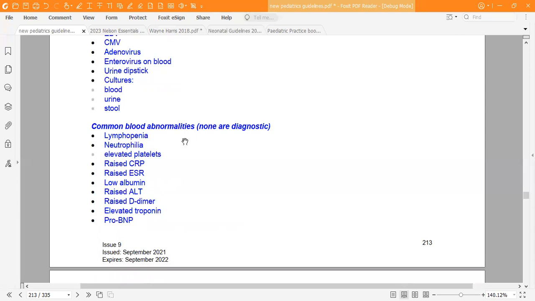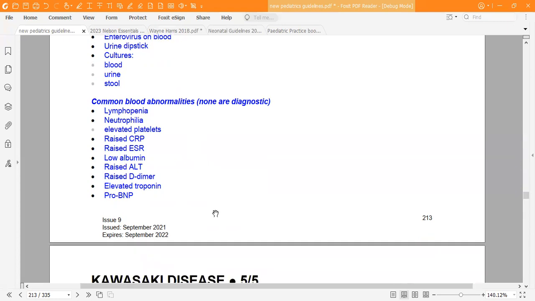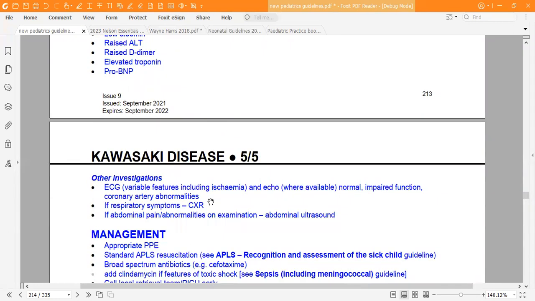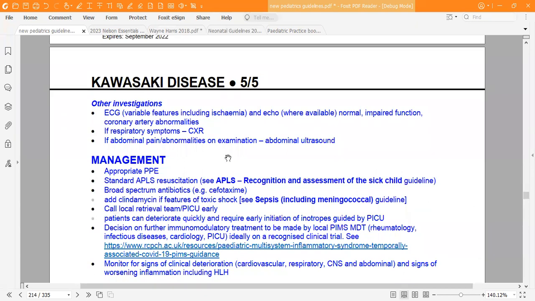Common blood abnormalities, none are diagnostic, that we can find in these patients: lymphopenia, neutrophilia, elevated platelets, thrombocytosis, raised CRP, raised ESR, low albumin, raised ALT, raised D-dimer, elevated troponin, pro-BNP as well. Other investigations: ECG, variable features including ischemia, and echo where available, normal or impaired function, coronary artery abnormalities sometimes. If respiratory symptoms, you do chest X-ray. If abdominal pain or abnormalities on examination, abdominal ultrasound.